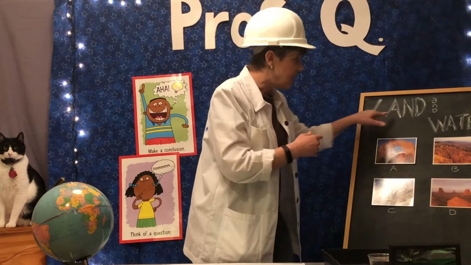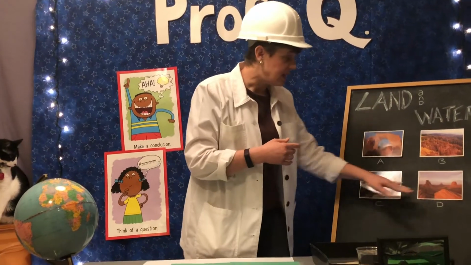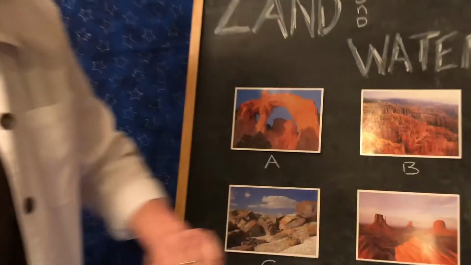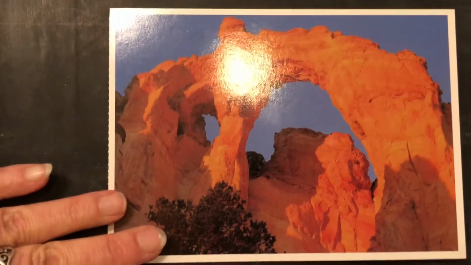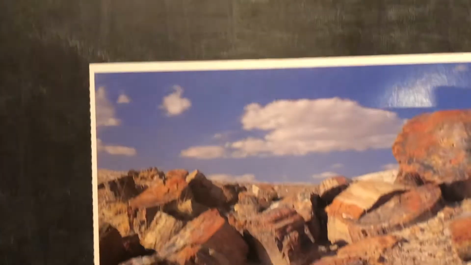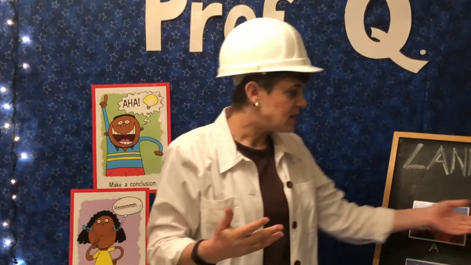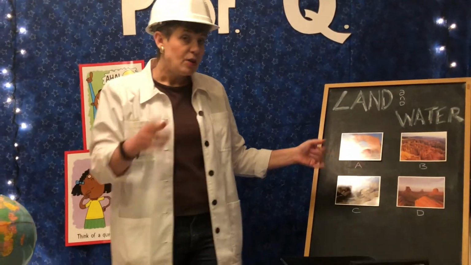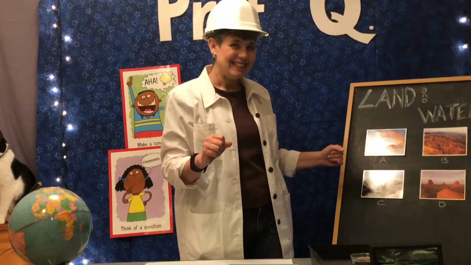But I'd like for us to look a little bit here at A, B, C, and D, as you can identify that each one of these have a very distinctive view. Take a look at A, B, C, and D. Okay, so what I'd like for you to think about is what caused these different types of landforms to happen. So write that in your book as well.